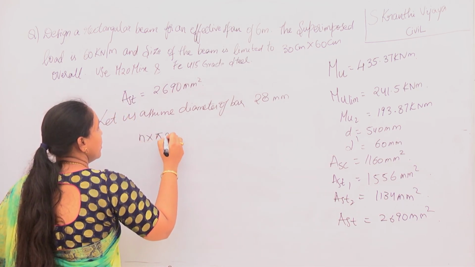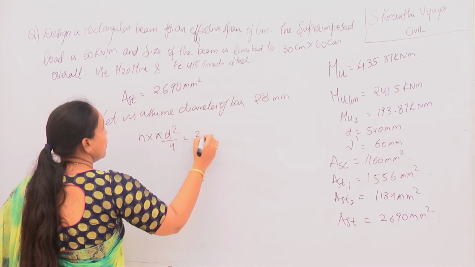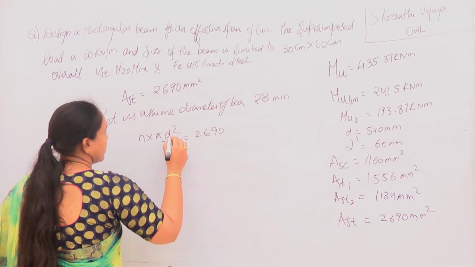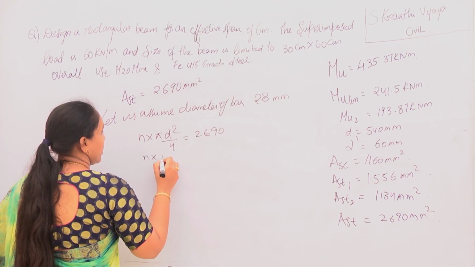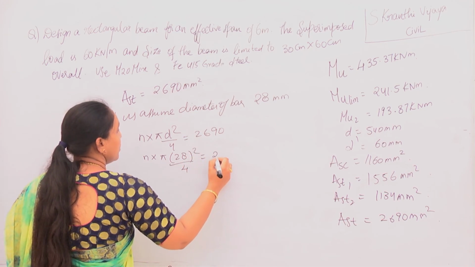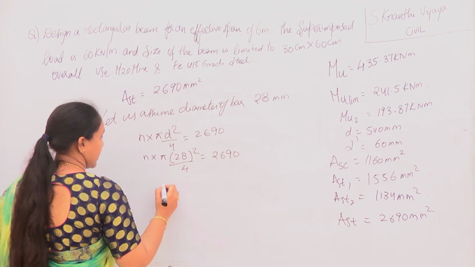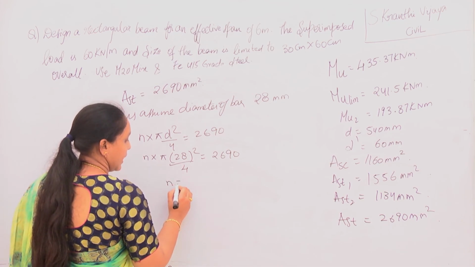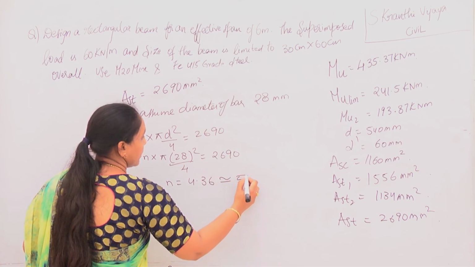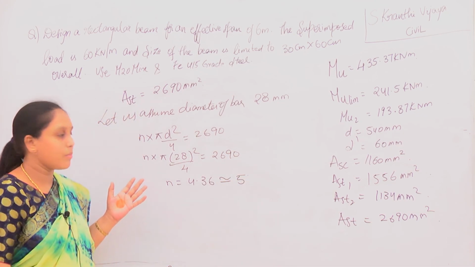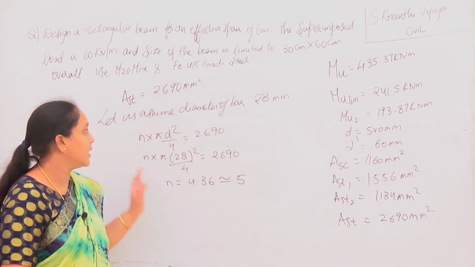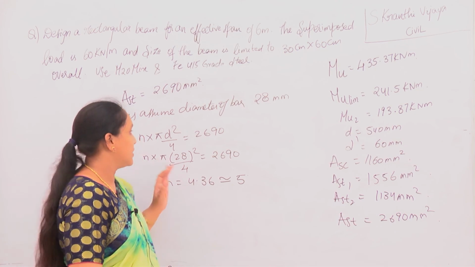Now I will find out the number of bars. How? N into pi d square by 4 is equal to 2690 mm square. So what is the d here? 28. N into pi into 28 square divided by 4 is equal to 2690. From this I'll get a value of N as 4.36 approximately. You can take 5. So how many bars are we providing? We are providing 5 bars of dia 28 mm in the tensile zone.